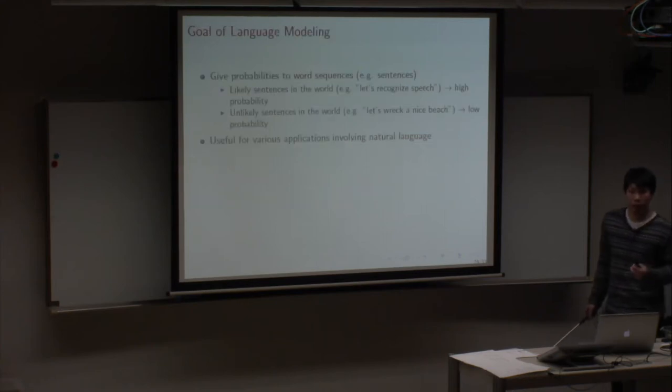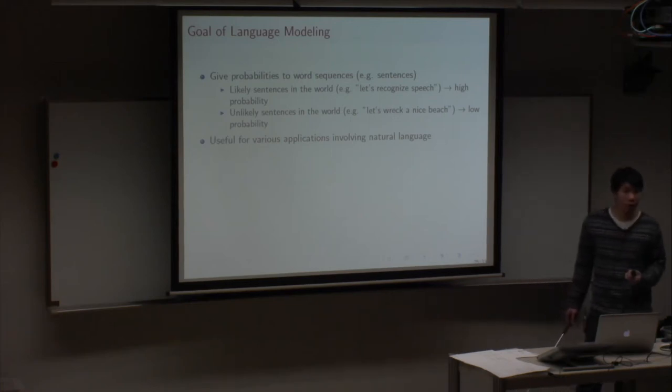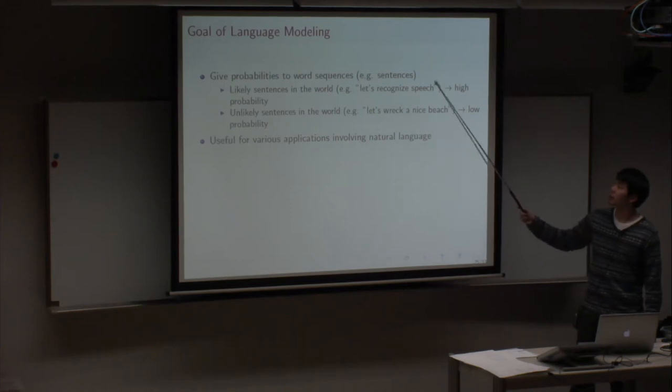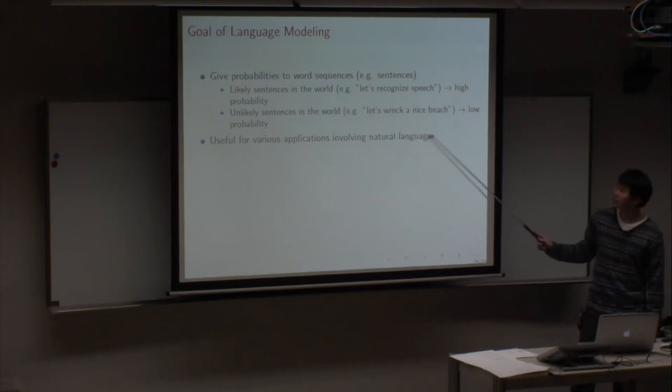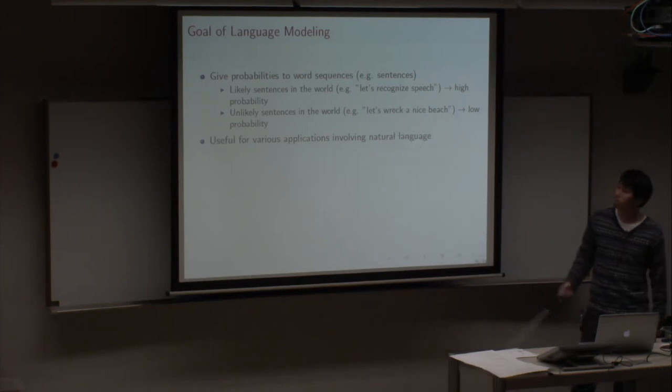So the goal of language modeling, you can think of it as you want to give a probability to a word sequence or a sentence. So for example, you have a likely sentence, "recognize speech," right? This sentence should have a high probability. But if you have a sentence like "wreck a nice beach," that's probably not a very likely sentence, so you want to give it a low probability. So a language model is basically a probabilistic model that will assign probability values to sentences or to words. And it's very useful for many applications.